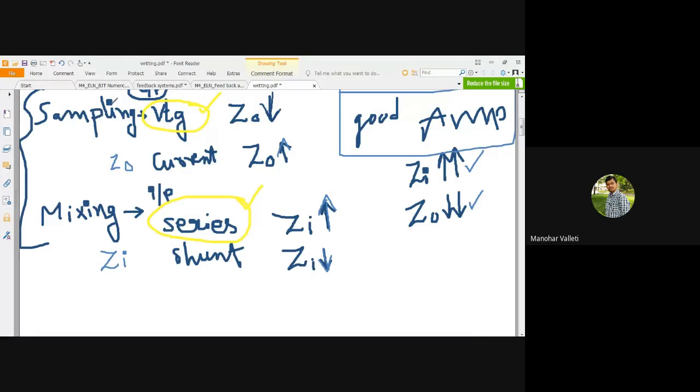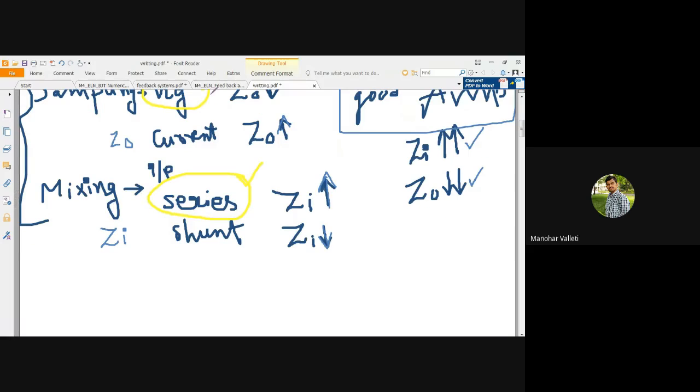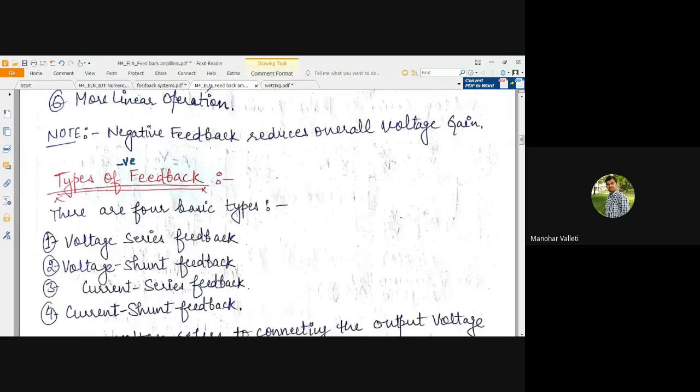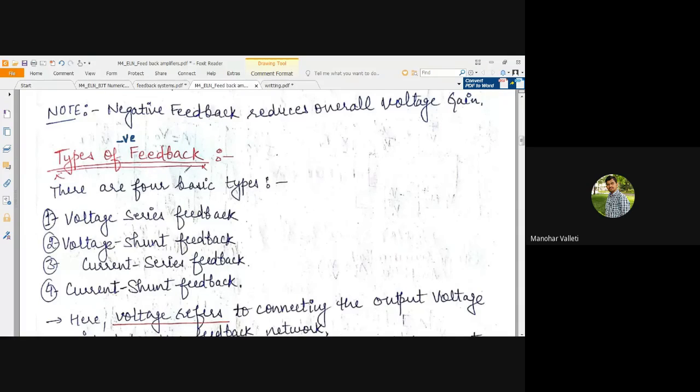By seeing the different ways of sampling and different ways of mixing, different types of negative feedback are possible. That is voltage series feedback, voltage shunt feedback, current series feedback, and current shunt feedback. Please note all these are different types of negative feedback, so you don't confuse them with positive feedback.